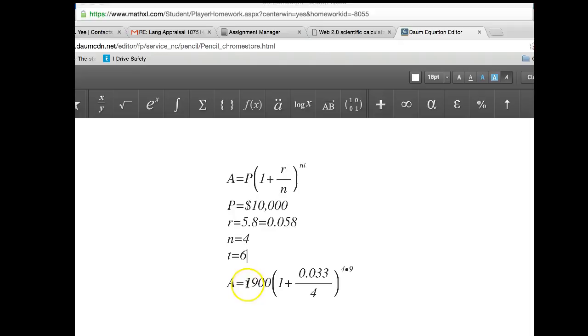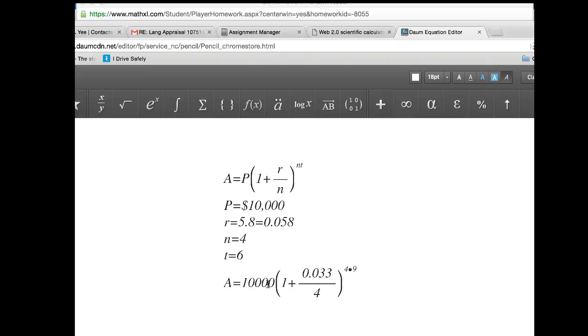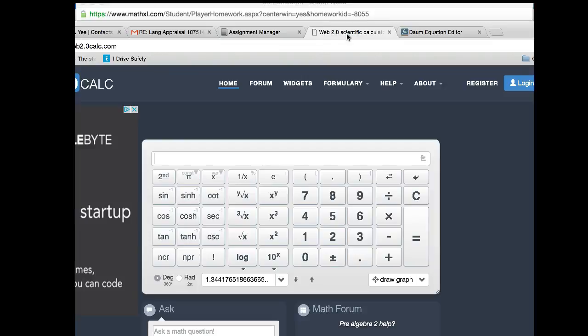So typing this information into our calculator, let me type this in correctly here. 10,000, 0.058, 4, and then up here is going to be 4 to the 4 times 6, or to the 24th power. All right, so these are the values that you're going to plug into your calculator. Now let's go ahead and use our calculator. And again, I just pulled up a calculator on the internet just so you can see how I'm doing this. And this is pretty much the same with all graphing calculators.